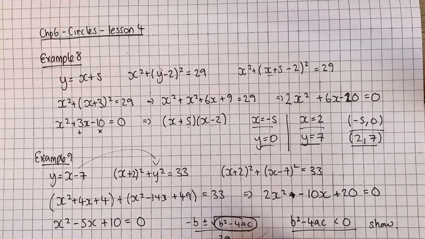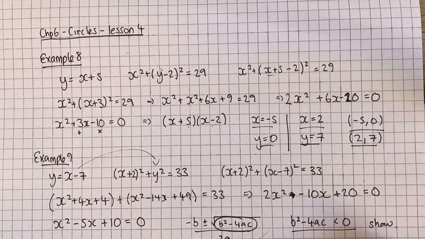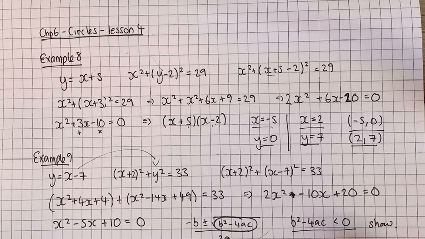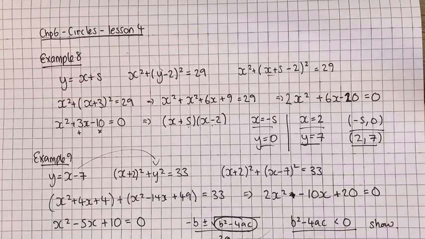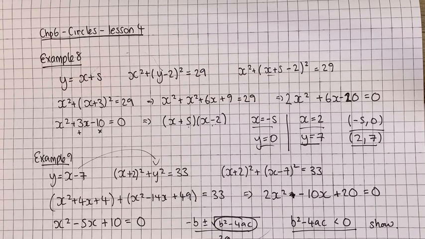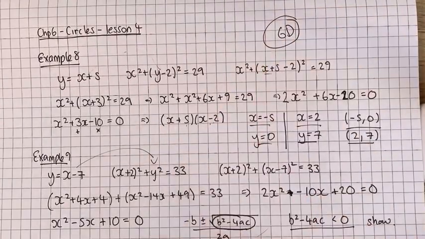Therefore, b squared minus 4ac is less than 0. Therefore, no solutions. Therefore, line does not meet the circle. Just make it crystal clear to the examiner you know what you're talking about. Okay, that's all the examples prior to exercise 6D on page 122. So crack on with those then.